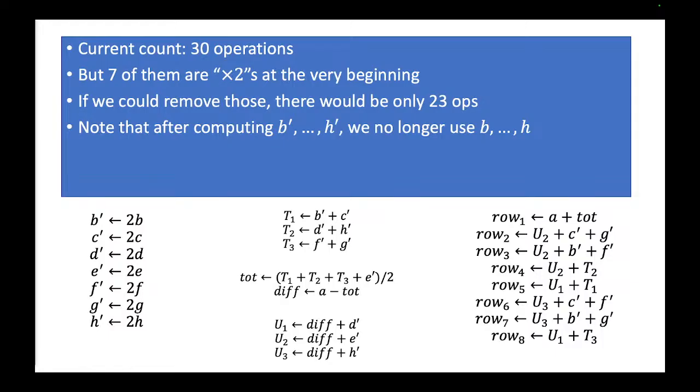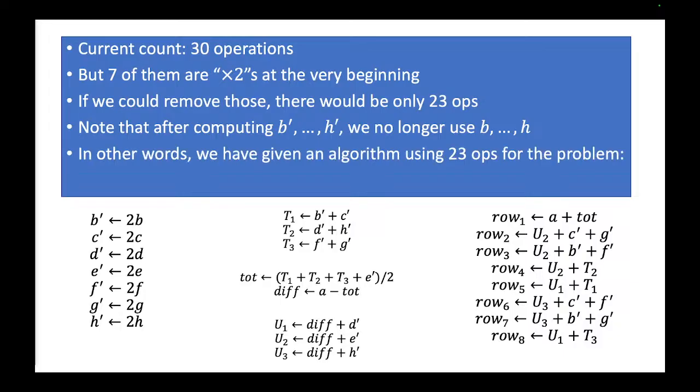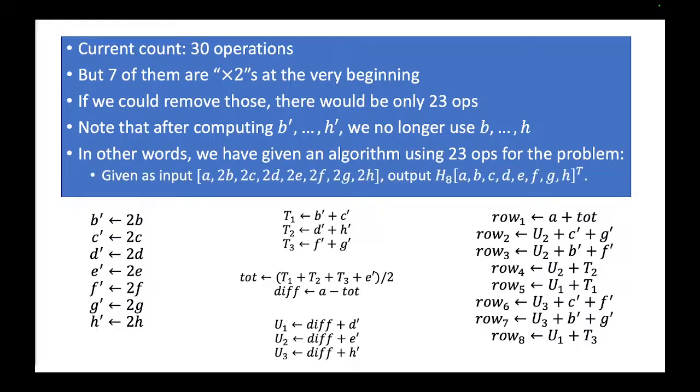But one nice thing you can notice about our algorithm is that at the very beginning, we multiply b through h by 2, but then the rest of the algorithm doesn't use b through h anymore. It only uses b prime through h prime. So actually, our whole procedure I just gave you can be viewed as a 23 operation algorithm for the problem where we were given as input a and 2b and 2c up to 2h, and you want to compute the Walsh-Hadamard transform of a, b, c, d, e, f, g, h. So we're going to think about it in this way and show that this is still sufficient to apply recursively and do the usual Walsh-Hadamard transform.